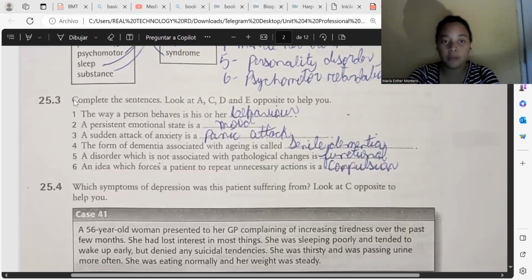Exercise 25.3. Complete the sentences. Look at A, C, D, and E opposite to help you. 1. The way a person behaves is his or her behavior. 2. A persistent emotional state is a mood. 3. A sudden attack of anxiety is a panic attack. 4. The form of dementia associated with aging is called senile dementia. 5. A disorder which is not associated with pathological changes is functional. 6. An idea which forces a patient to repeat unnecessary actions is a compulsion.